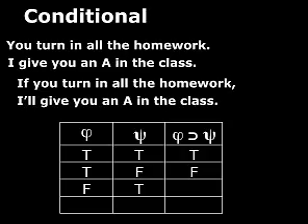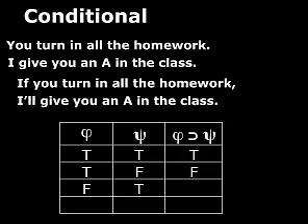What if, and this is the one that's a little tricky, but bear with me on this. What if the antecedent is false, but the consequent is true? You didn't turn in all the homework, but I gave you an A. So the antecedent was false. You did not turn in the homework. The consequent was true. I gave you an A in the class. Did I lie to you when I said, if you turn in all the homework, I'll give you an A?